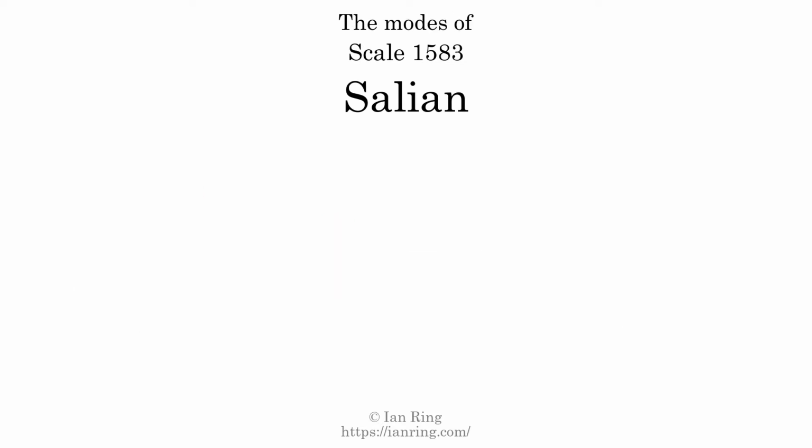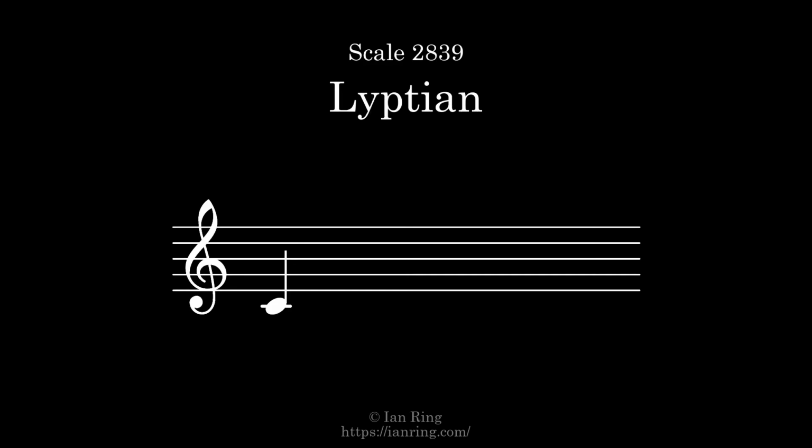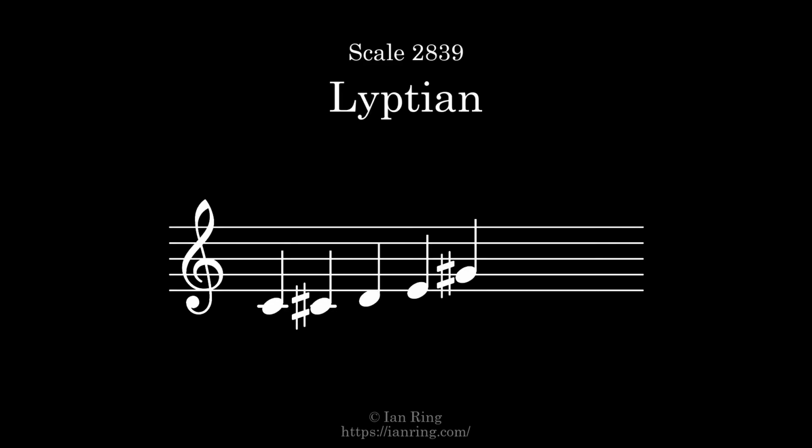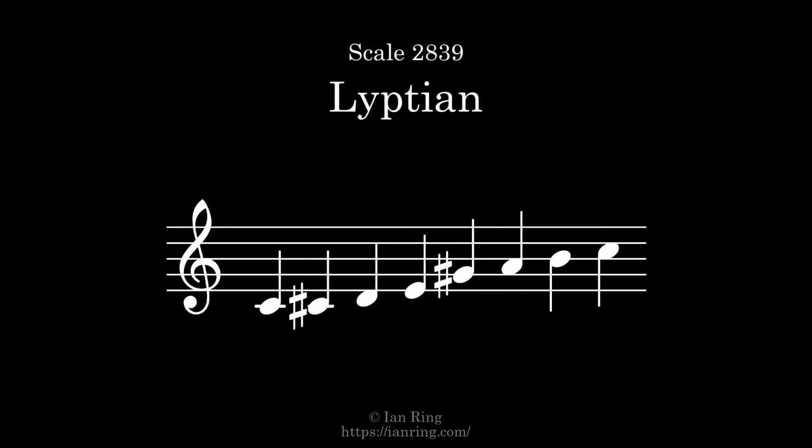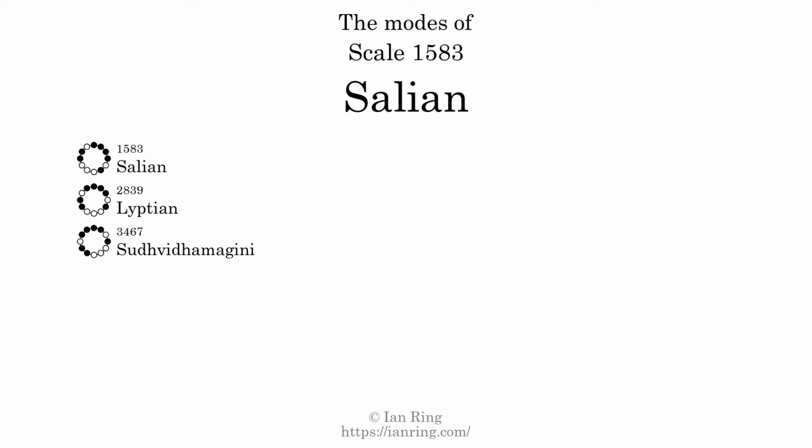This scale has 7 modes. The first mode is itself. The second mode is scale 2839, also known as Liptian. It sounds like this. The third mode is scale 3467, also known as heptatonic. It sounds like this.